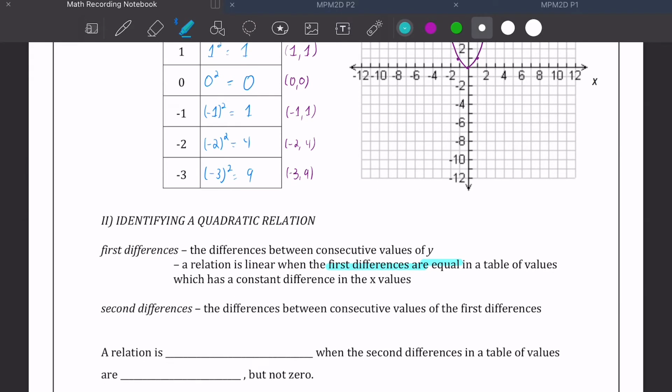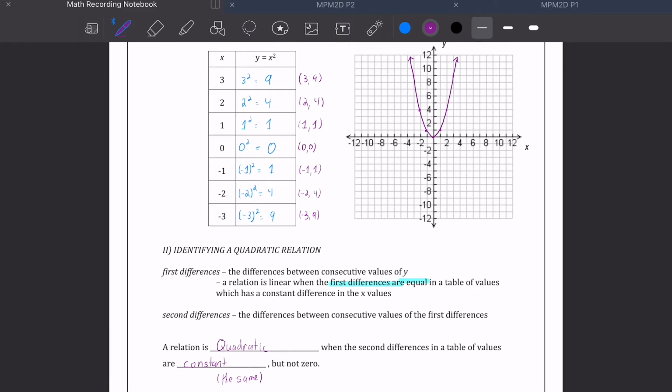However, with second differences, we're looking at the consecutive differences between the first differences. So we'd be subtracting one from the other. A relation is quadratic when the second differences are constant, or the same. That's how we can tell if we are looking at a table of values and we don't have a graph. We want to see if the information given has constant first or second differences.